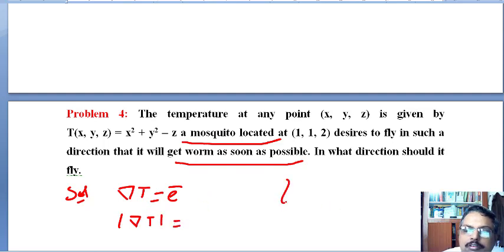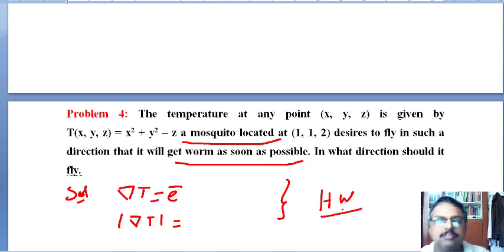Now take it as homework. This is homework for you. Just find del T and modulus of del T, and you will get the maximum directional derivative and also the direction. Very simple. Just find del T at the point (1, 1, 2).